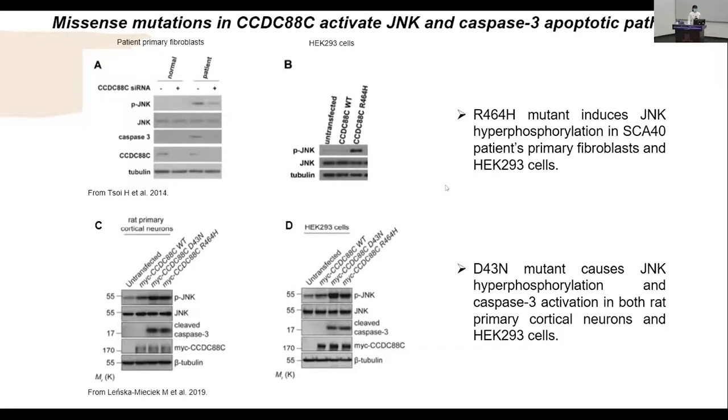Previous studies found that the R464H mutant protein could induce hyperphosphorylation of GNK in SCA40 patients' primary fibroblasts and HEK293 cells, while the D43N mutant could cause GNK hyperphosphorylation and caspase-3 activation in both rat primary cortical neurons and HEK293 cells. Since the GNK pathway is an important pathway for neural cell apoptosis, these studies suggested that the CCDC-ATC mutation may induce GNK activation and trigger cell apoptosis.